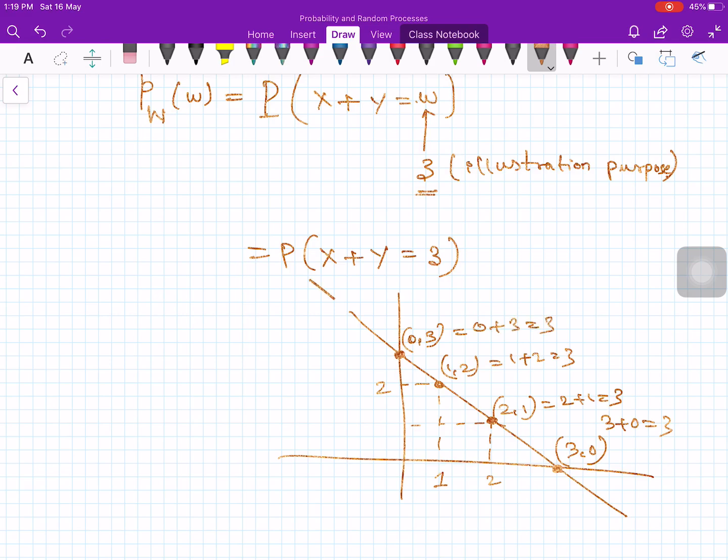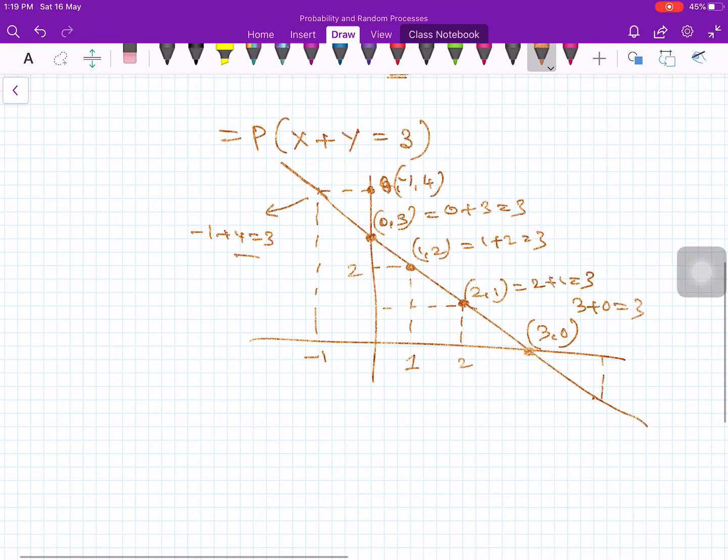And maybe extend this line a little bit. Then this point, if you take, this is minus 1 and this is 4. So (-1, 4). Again, if you add the sum, minus 1 plus 4 equal to 3. Again, you can keep on doing this on this side, and similarly you can take this side also. And this point is 4 and this point is minus 1. So this point is (4, -1). So therefore this is equal to 3, 4 minus 1 equal to 3. Right? So to find the probability that the sum is equal to 3, these are the points which give sum equal to 3. You consider all possible ways. Okay, what are the possible ways? There are many possible ways.